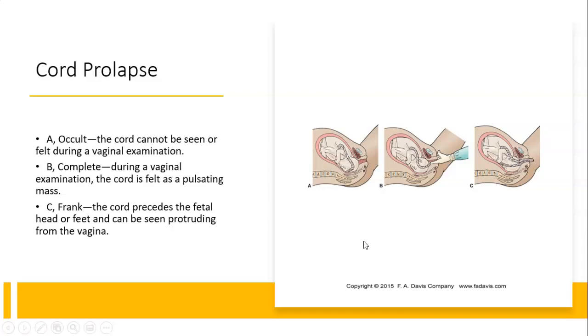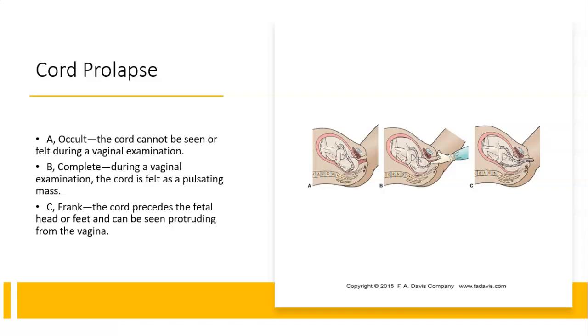Complete is when the cord is felt as a mass that is pulsating as you do the vaginal exam. You may not see it, but you may feel that ripple of the cord on your hand and kind of feel that pulsing. That is when it's complete, but you cannot see it actually protruding through the vagina. A frank cord prolapse is when you go to check the mom and you can actually see the cord hanging out. All of these are typically emergency situations that need to be remedied very quickly.